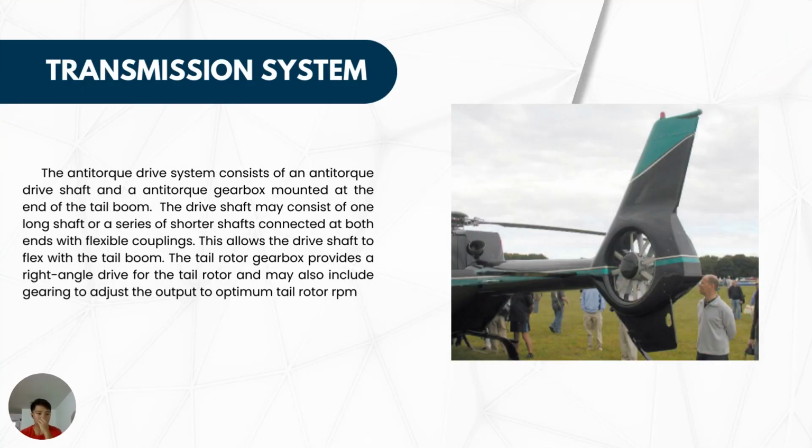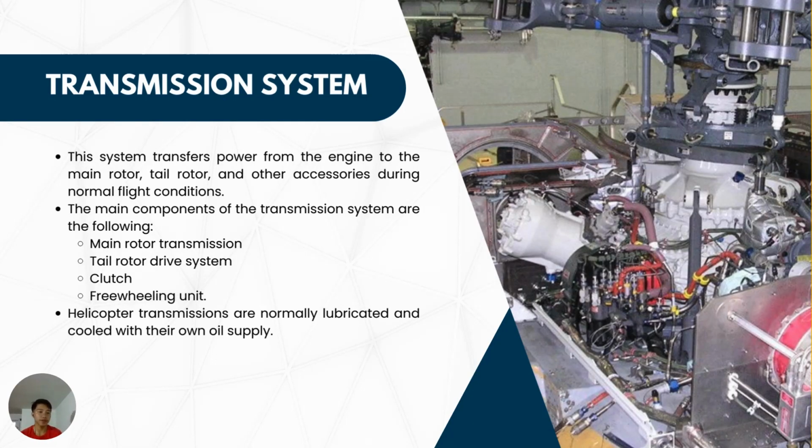Next is the transmission system. The transmission system in helicopters is a complex assembly responsible for transferring power from the engine to the main and tail rotors while allowing for control and maneuverability. Its main components include the main rotor transmission, tail rotor drive system, clutch, and freewheeling unit. So the main rotor transmission receives power from the engine and transfers it to the main rotor shaft. It adjusts the speed and torque of the engine to drive the main rotor at the required RPM for lift and control.